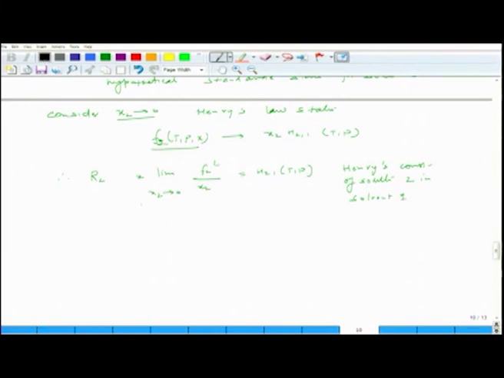Okay. In contrast, what would be R1? So, R1 is basically that same R, but for the solvent. So, for the solvent we will be considering the limit of fL divided by x1, where x1 goes to 1, and this will be in the sense of Raoult's law. Okay.